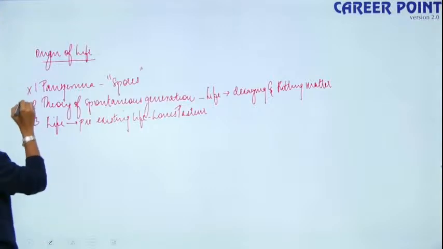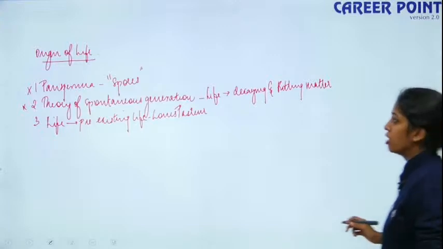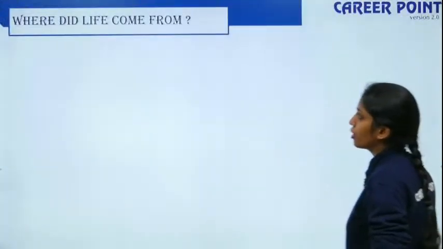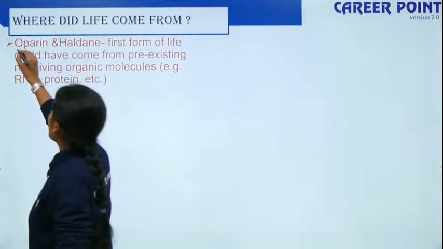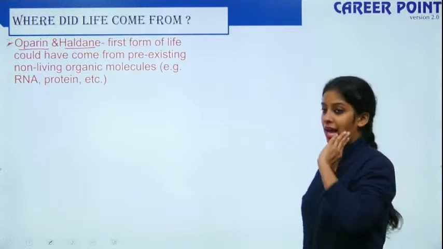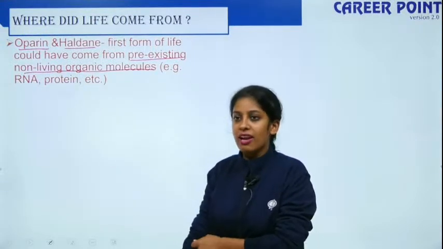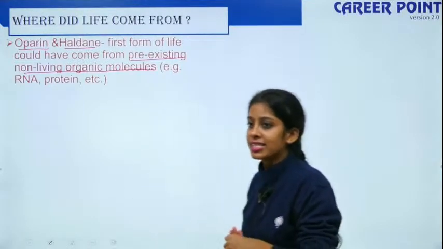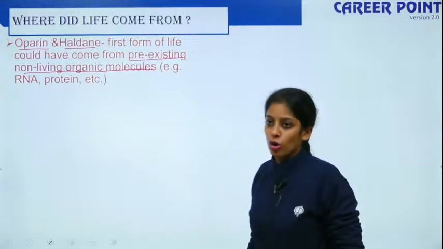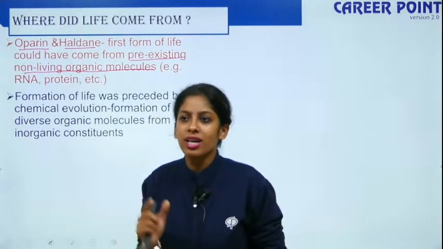Right? So these two were ruled out. As of now, this was accepted. But still people did not know how the first life came. Where did the first life come from, or what was the first life? That was still a mystery. So here we move forward. We had two people, Oparin and Haldane. Oparin from Russia and Haldane from England. They said the first form of life could have come from pre-existing non-living organic molecules like RNA and proteins. They said that before biological evolution, there was what is known as chemical evolution happening.